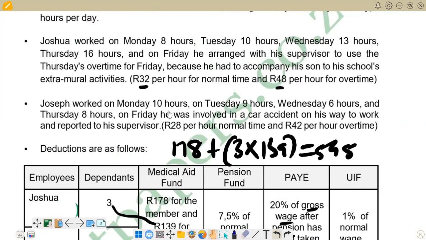It reads that Joseph worked on Monday 10 hours, on Tuesday 9 hours, Wednesday 6 hours, and Thursday 8 hours. On Friday, he was involved in a car accident on his way to work and reported to his supervisor. And then we are given that he earns 28 rand per hour for normal time and 42 rand per hour for overtime. So we need to identify again the overtime that is involved so that we can calculate easily.